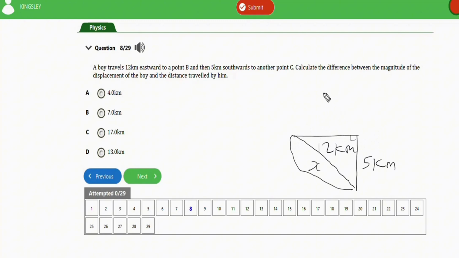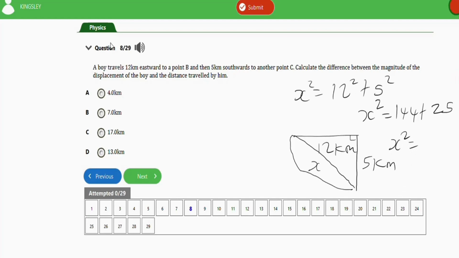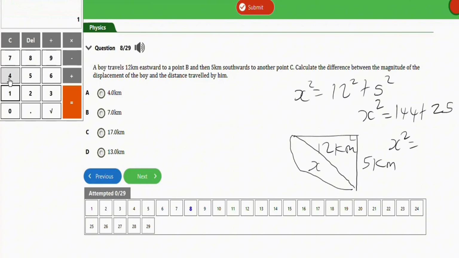So let's get the value of x. We are going to apply Pythagoras rule. This will give us x, the hypotenuse side, x squared equals 12 squared plus 5 squared. So we have x squared equals 144 plus 5 squared, which will give you 25. So let's punch this on the calculator. When you do 144 plus 25, you have 169. To make x the subject of the formula, you square root both sides. So the square root of 169 will give you 13 kilometers. So we have gotten the magnitude of displacement.